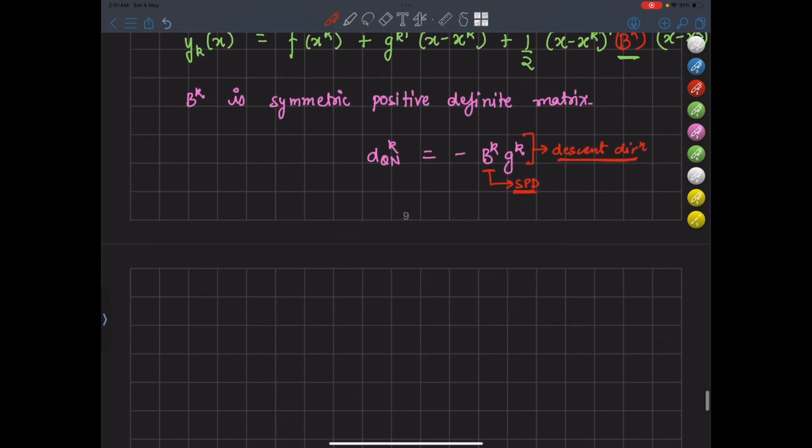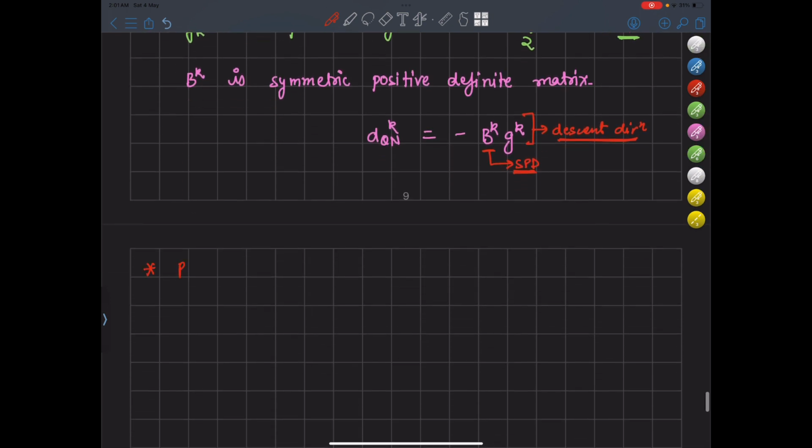Okay, so please note hk is symmetric but may not be positive definite.